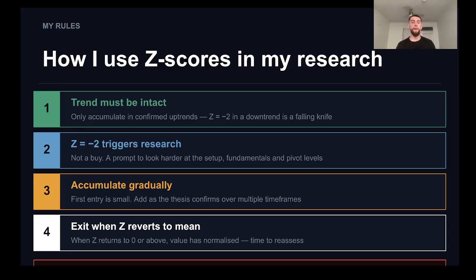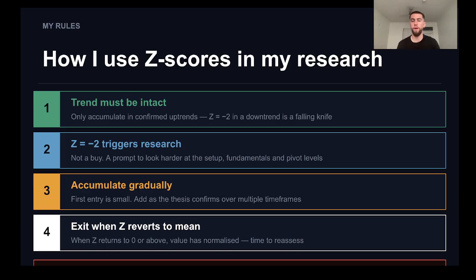So yeah, in my research, trends must be intact. So only accumulate in that kind of zone, but you don't want to be catching a falling knife. As you can see, the trend's got to be going. You don't want to just go, bang. Right, you don't want to do that. You want to wait until there is a bit of confirmation. So it's a prompt to look harder.